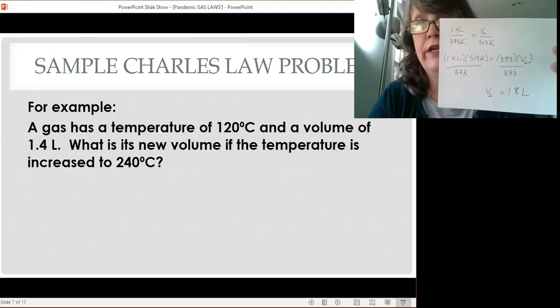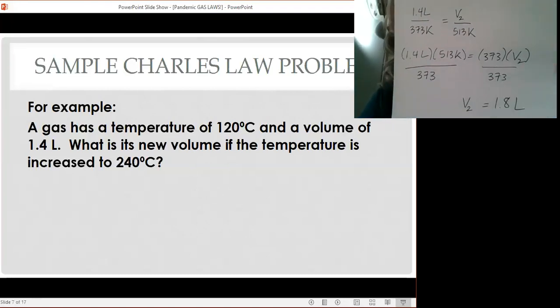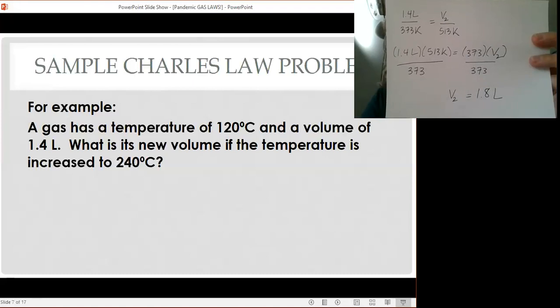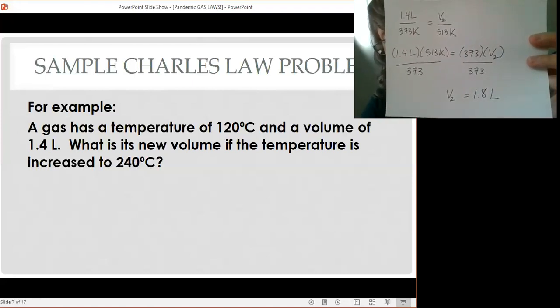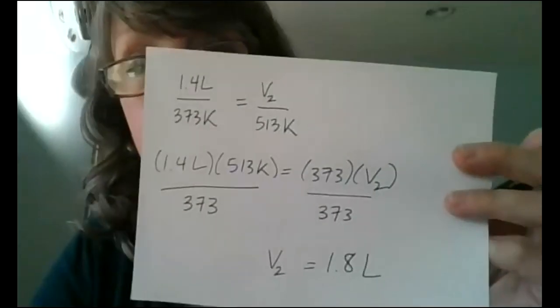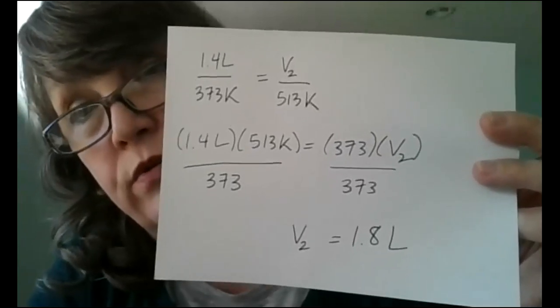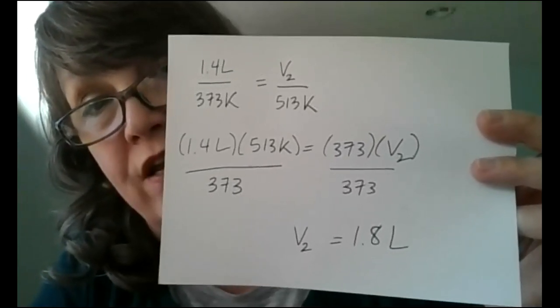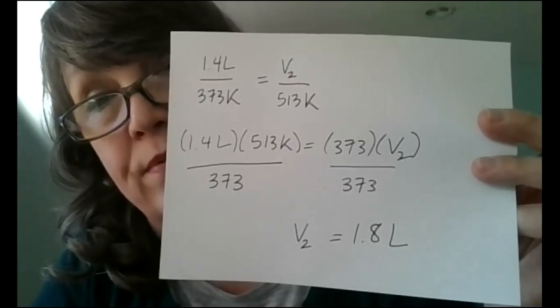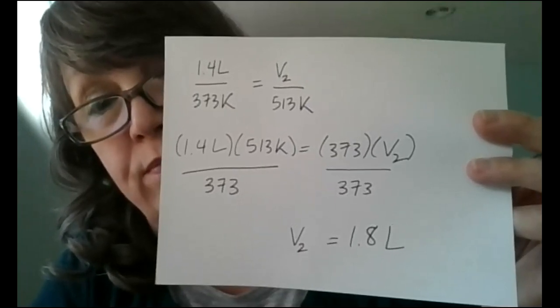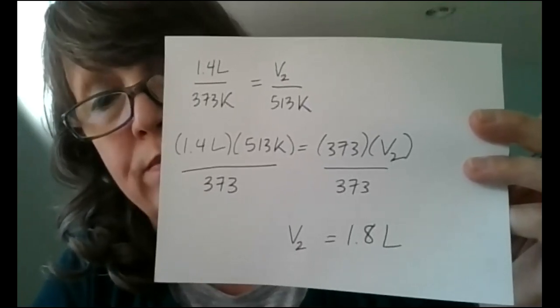So I am going to put this up where you can see it more closely. Actually, let me stop sharing for a sec. And what you can do with this now is stop the video, use this as your example, and then try the first 3 problems that are Charles Law problems on your worksheet.